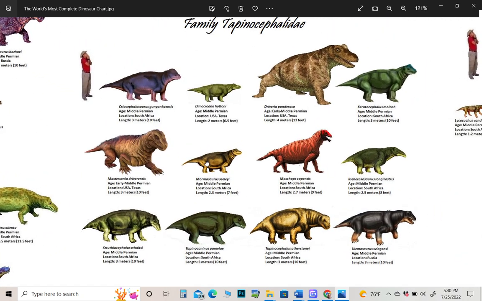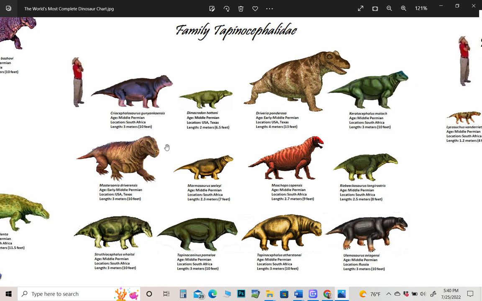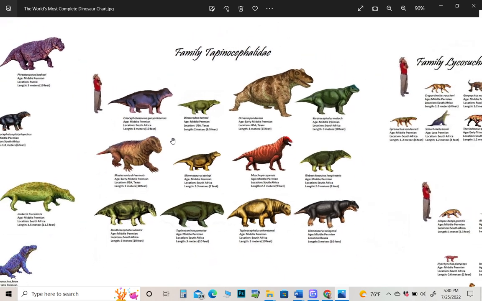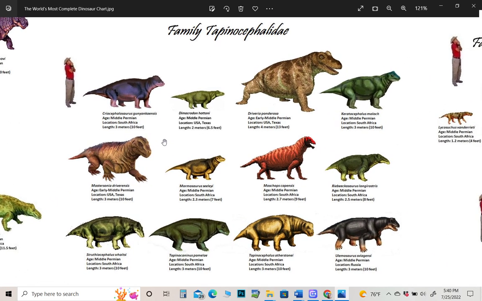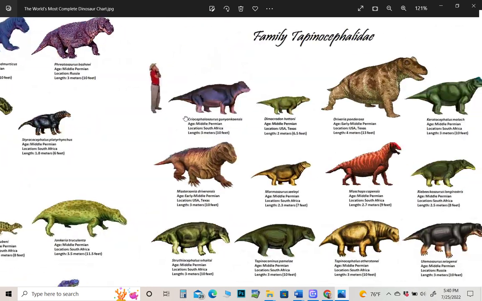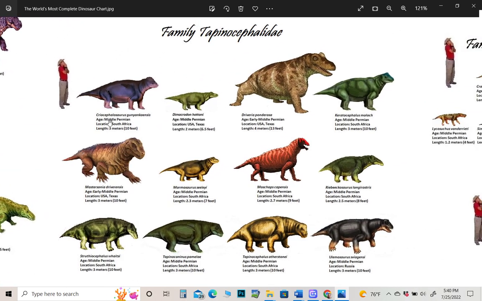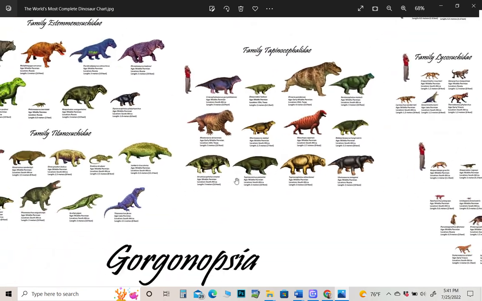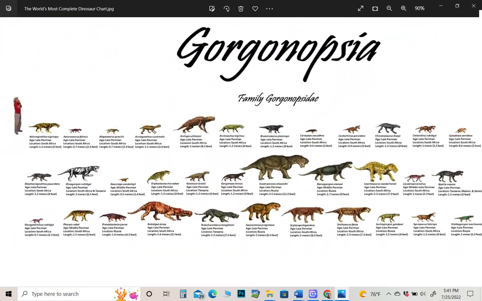and the Tepanocephalids, which include Moschops, which is probably one of the most famous. That and the Ankylosaurus are probably the most famous Dinocephalians, including maybe Estimanosuchus. All right. Cryocephalosaurus, Dimacrodon, Driveria, Keratocephalus, Mastrosonia, Mormosaurus, Moschops, Rebecosaurus, Struthiocephalus, Dipinocananus, Dipinocephalus, Ulemosaurus. And then the Gorgonopsians.